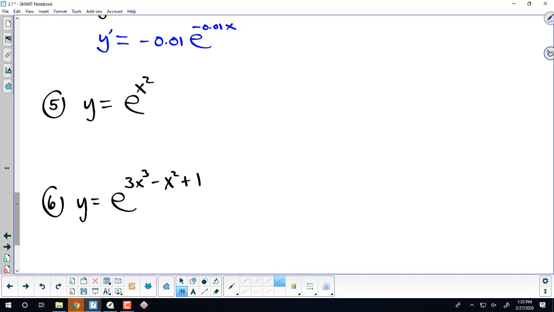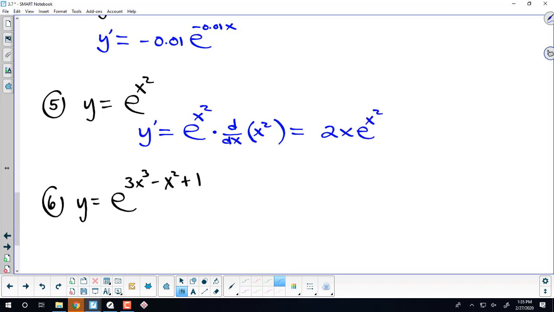So for e to the x squared, the derivative would still be e to the x squared, but we have to multiply by the derivative of the power. So 2x e to the x squared for that one. Does that all make sense? I think it's just easier to remember that than to do the first version of the chain rule over and over again. Again, we're talking about e to a functional power.